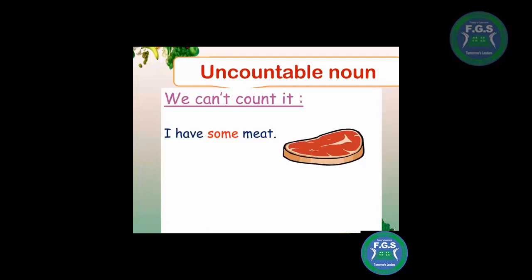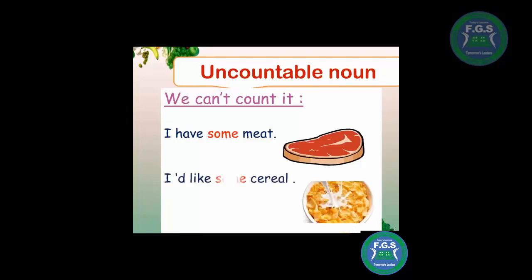Don't forget, a or an come with a noun that we can count. But here we can't count it, it is uncountable, so we add some. I have some meat. It's cereal, so I will say I'd like some cereal, or I have some cereal, because we can't count it too.